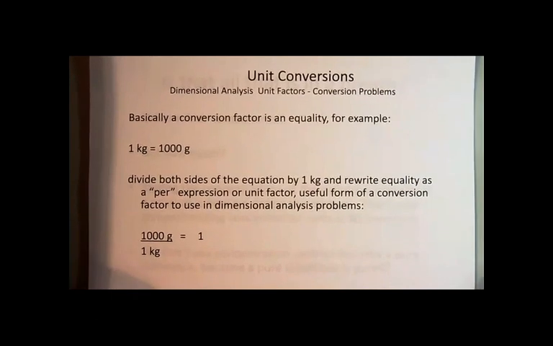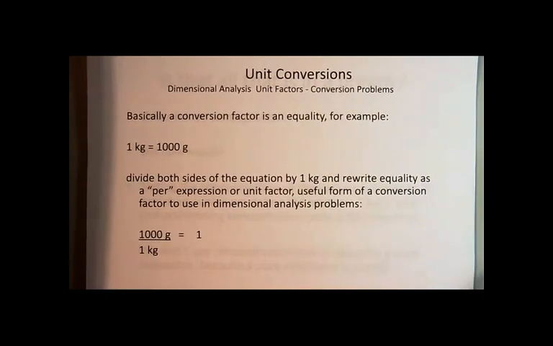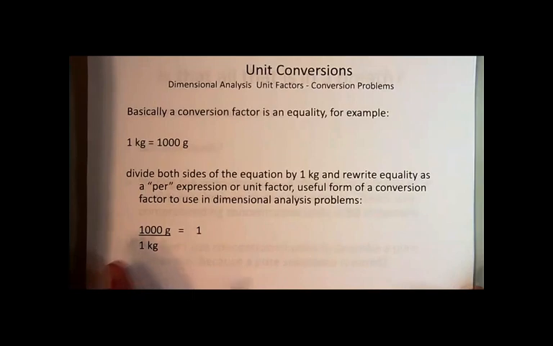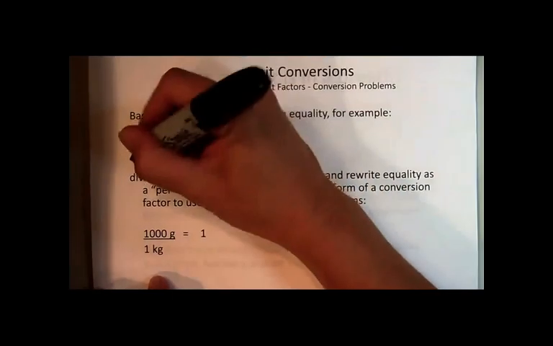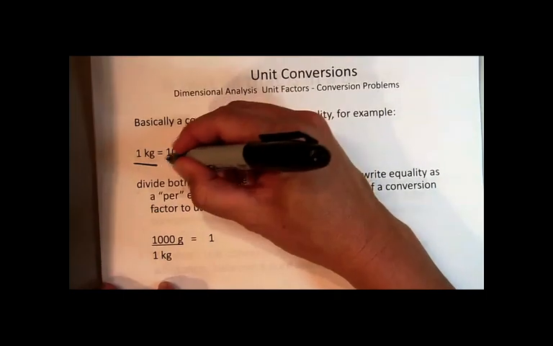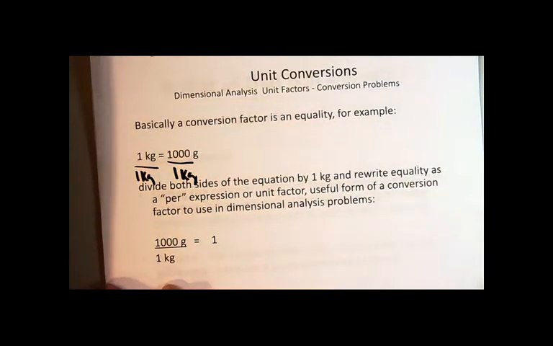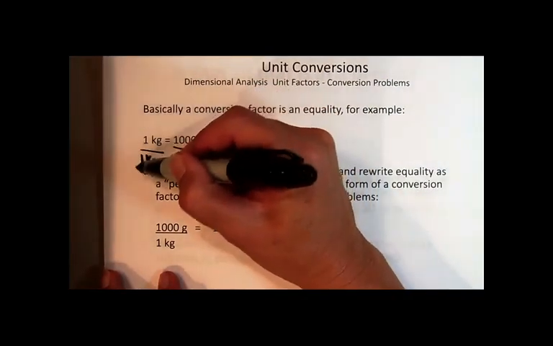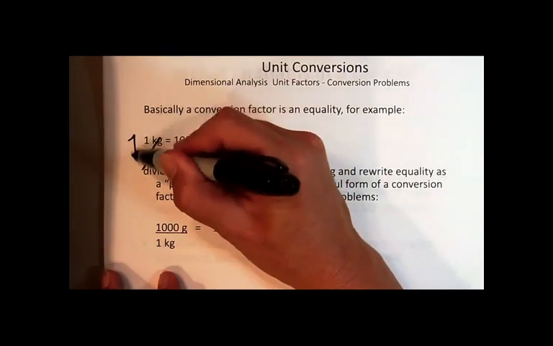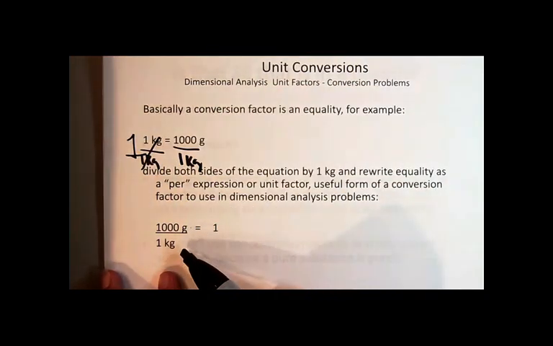Now, to do unit conversions, a lot of times what we'll want to do is make what we call a unit factor. Because this is an equality, you can divide the left-hand side by the right-hand side or vice versa, and your quotient is going to equal 1. So in this case, what we have done to get this relationship is divide both sides of this equality by 1 kilogram. If you divide both sides of that equality by 1 kilogram, this 1 kilogram divided by 1 kilogram is the same as 1. So 1,000 grams divided by 1 kilogram equals 1.